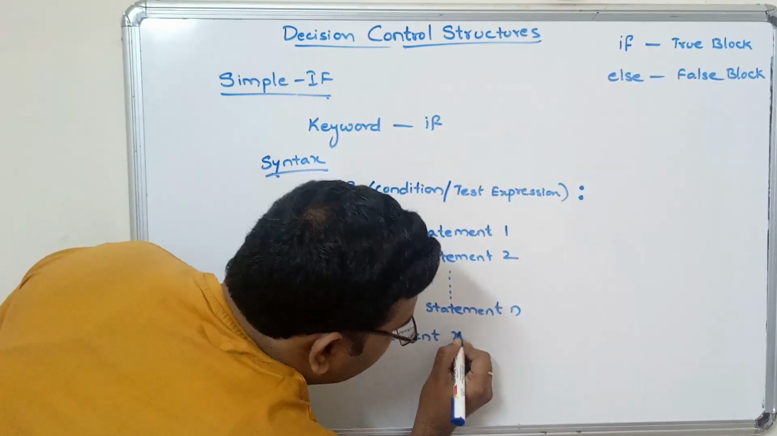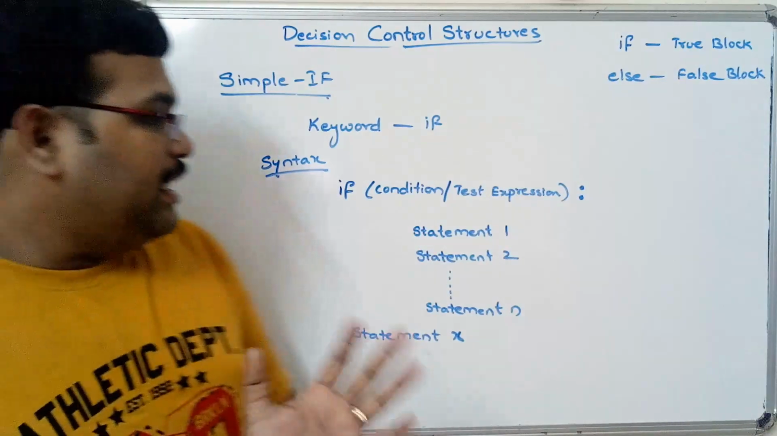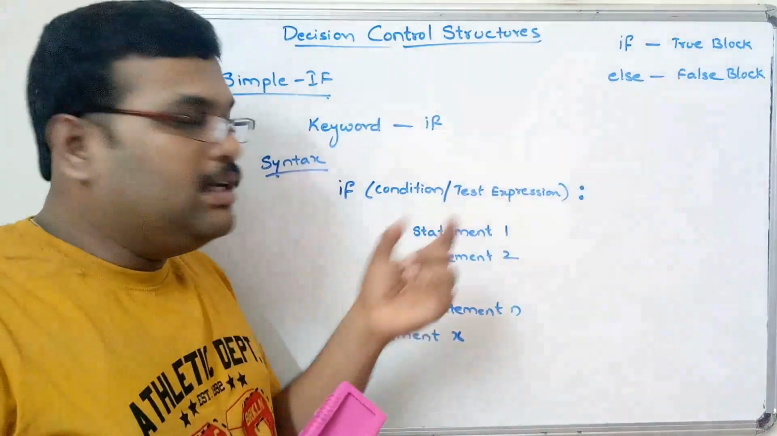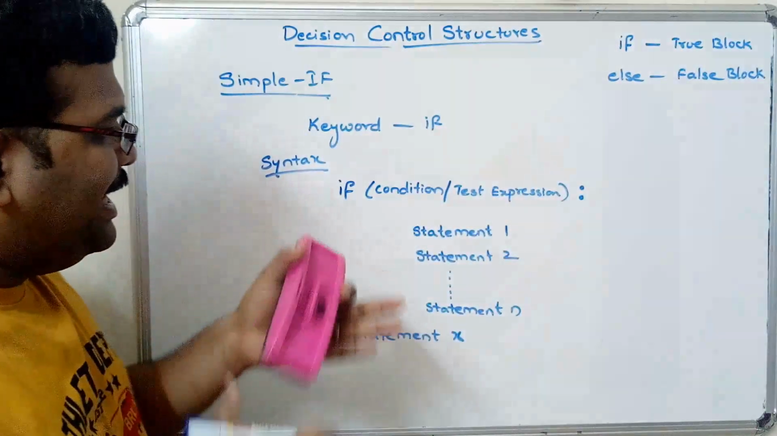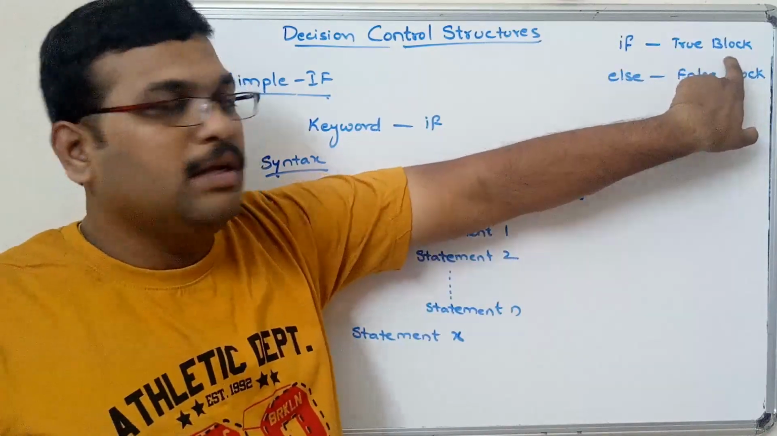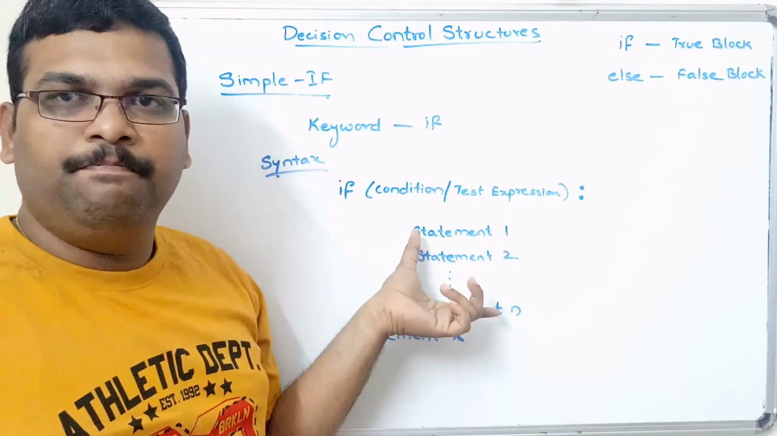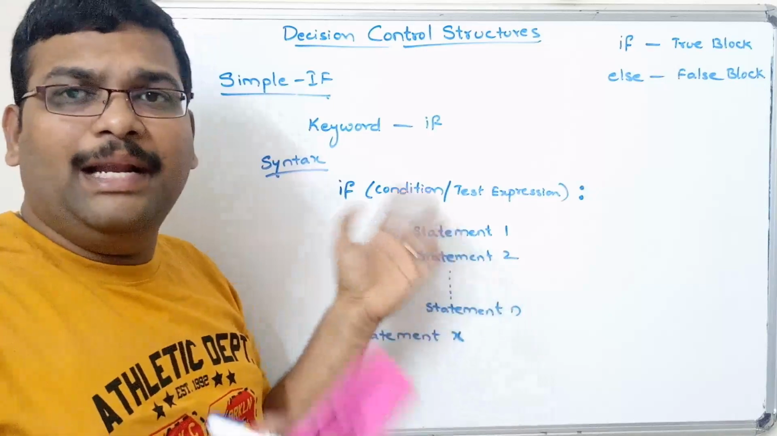Statement X. Right? See, this is the simple syntax for this simple if statement. So here also we have to write a condition or a test expression, and in this block, as I have said, if is a true block. A block can be a single statement or multiple statements. So this block consists of either a single statement or multiple statements, and that depends upon our logic.